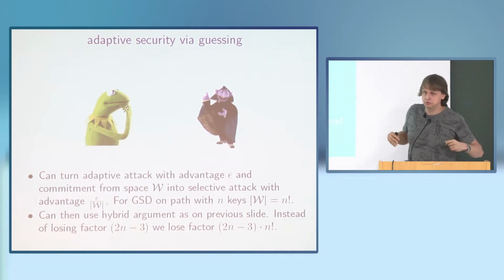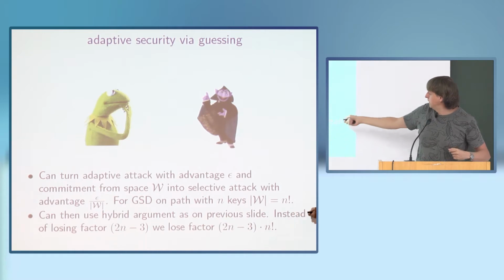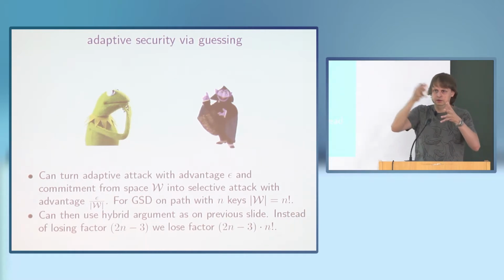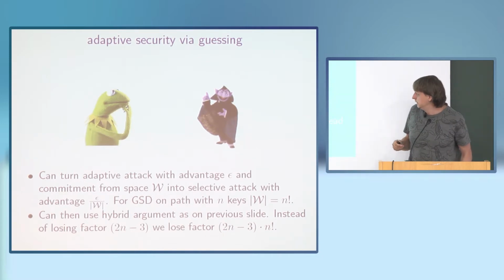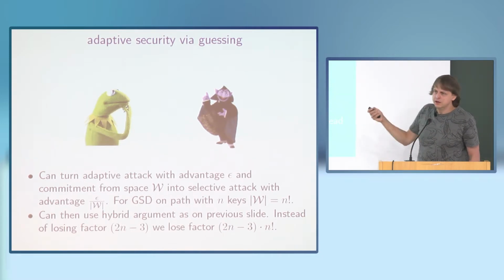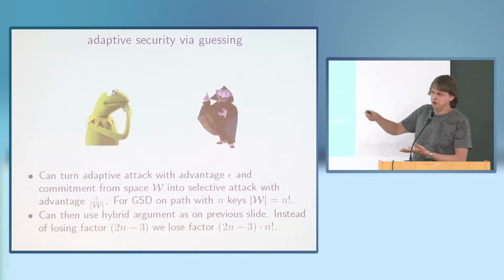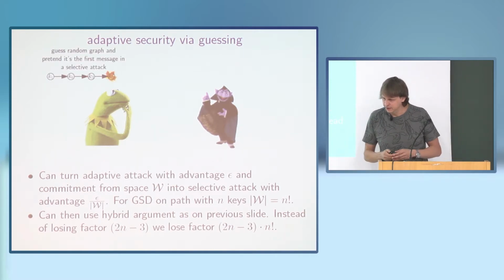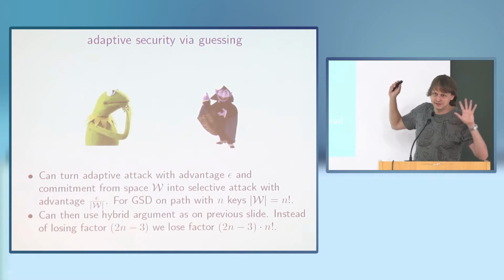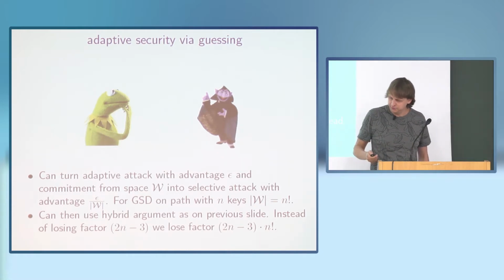So in this case that I showed you before, this set W is massive. It's n factorial because we have to give the entire path of these n keys and say in which order they come. So instead of losing something like in the game before, where we roughly lost a factor 2n because we had 2n hybrids, now we lose 2n times n factorial. It's terrible, right?